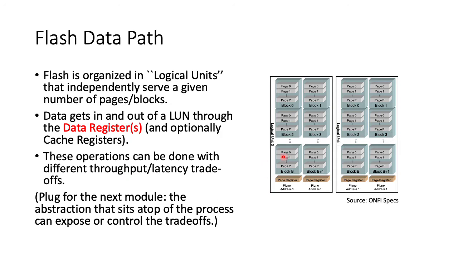Data is not moved directly into a page. It is first put in a staging area called a page register, or sometimes a data register. In some newer devices, there are other staging areas called cache registers, but let's keep things simple for now. The transfer and actual operation can be interleaved in different ways, which would translate into different latency and throughput. Incidentally, we'll comment in part 3 on how we can expose the latency and throughput trade-off and potentially even influence it.